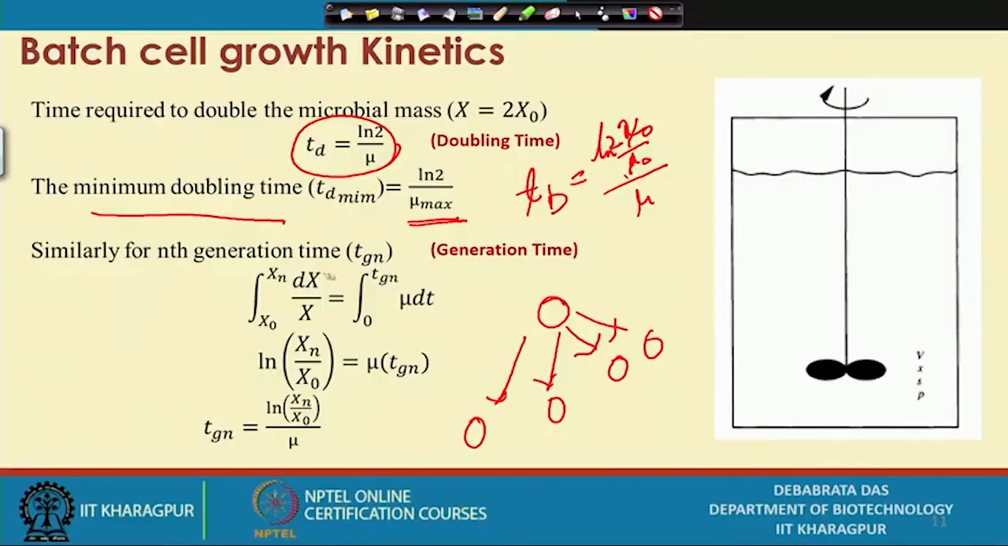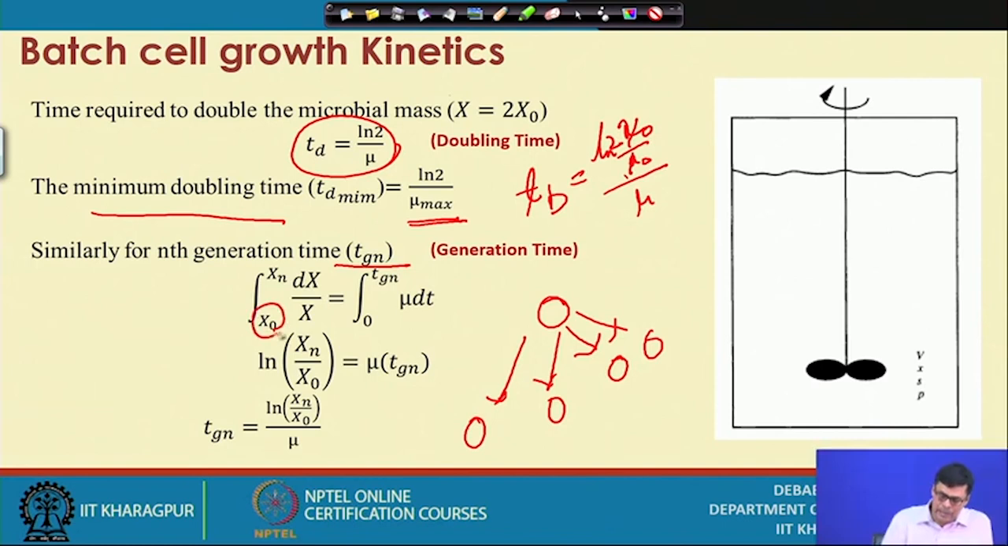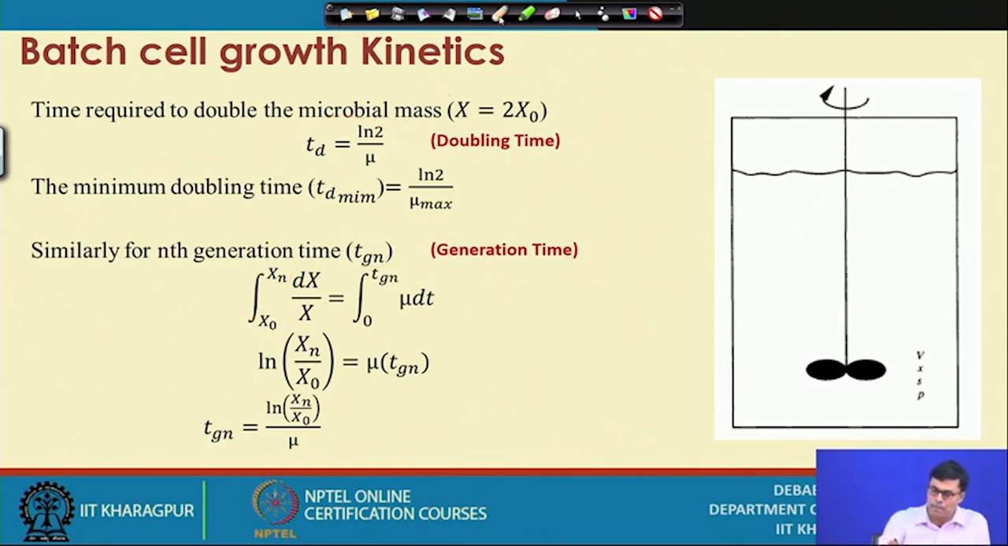Now, if you want to find out the generation time, then x0 will be converted to xn. Let us assume that we don't know how many cells are produced per cell division. Let us assume for each cell division xn cells are produced, then your generation time will be ln(xn by x0) by mu, and then we can calculate the generation time of the cells.